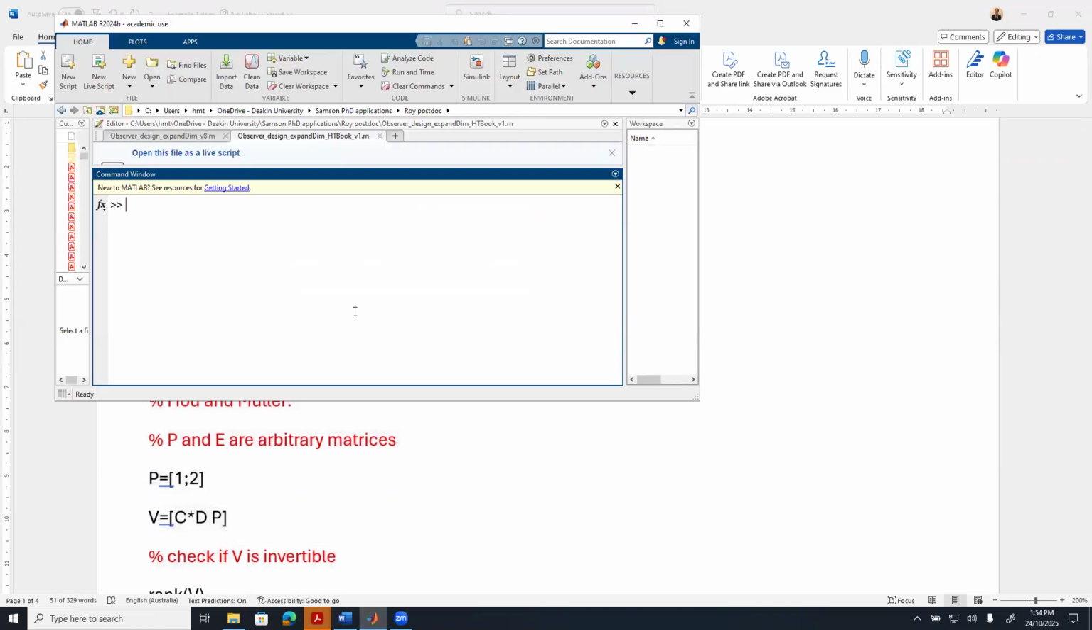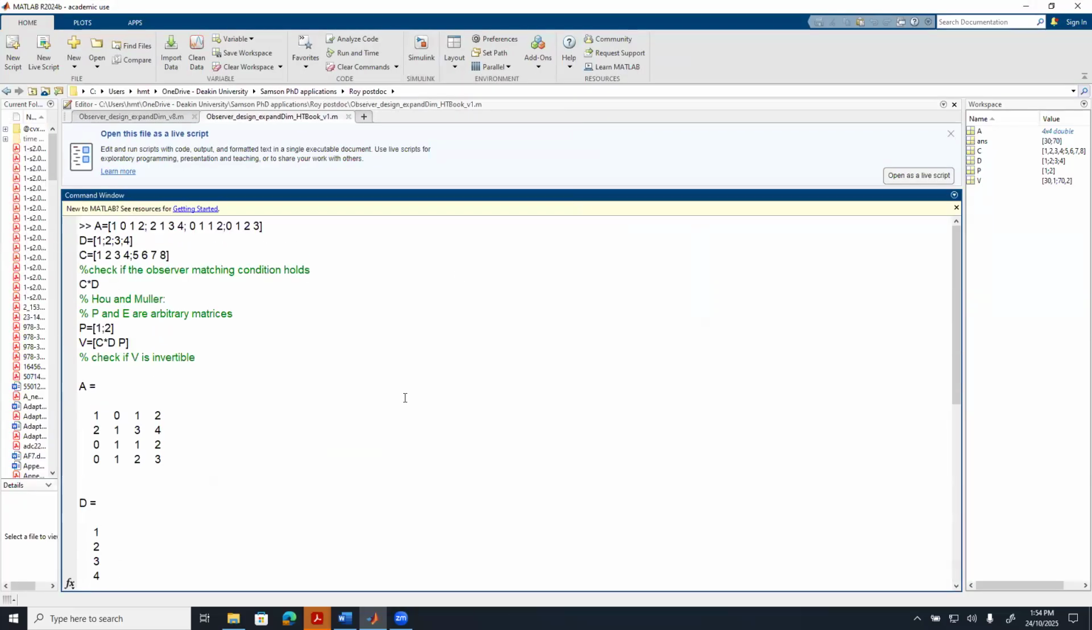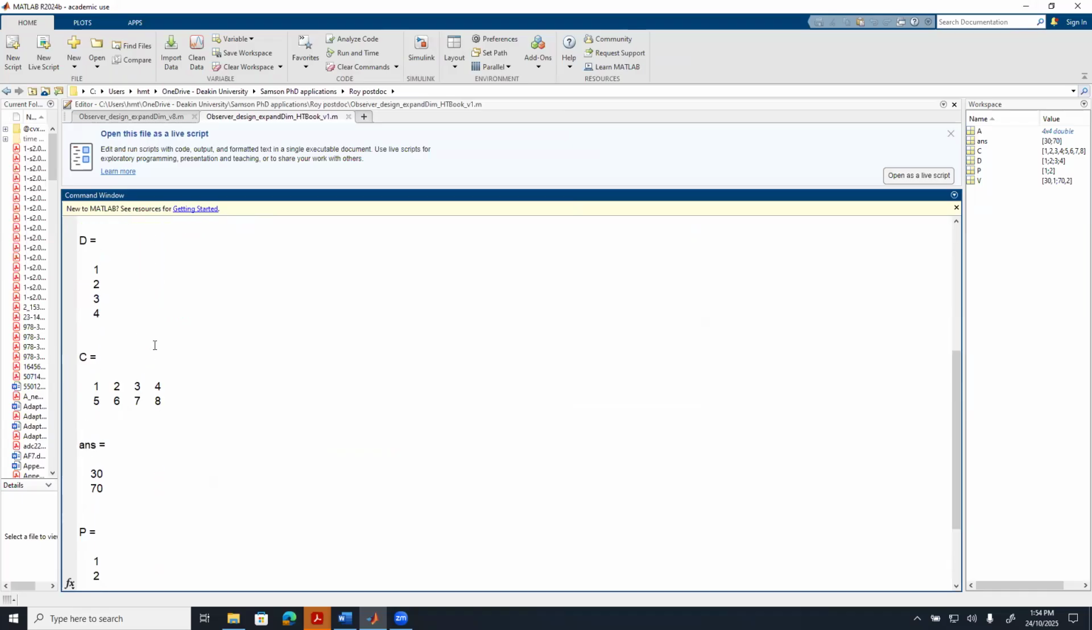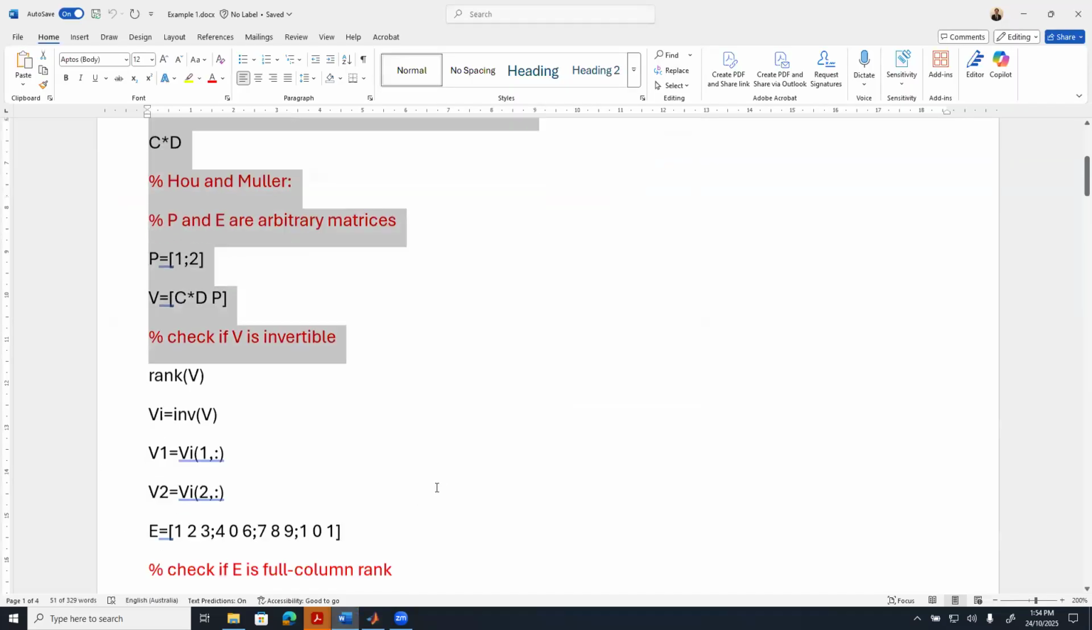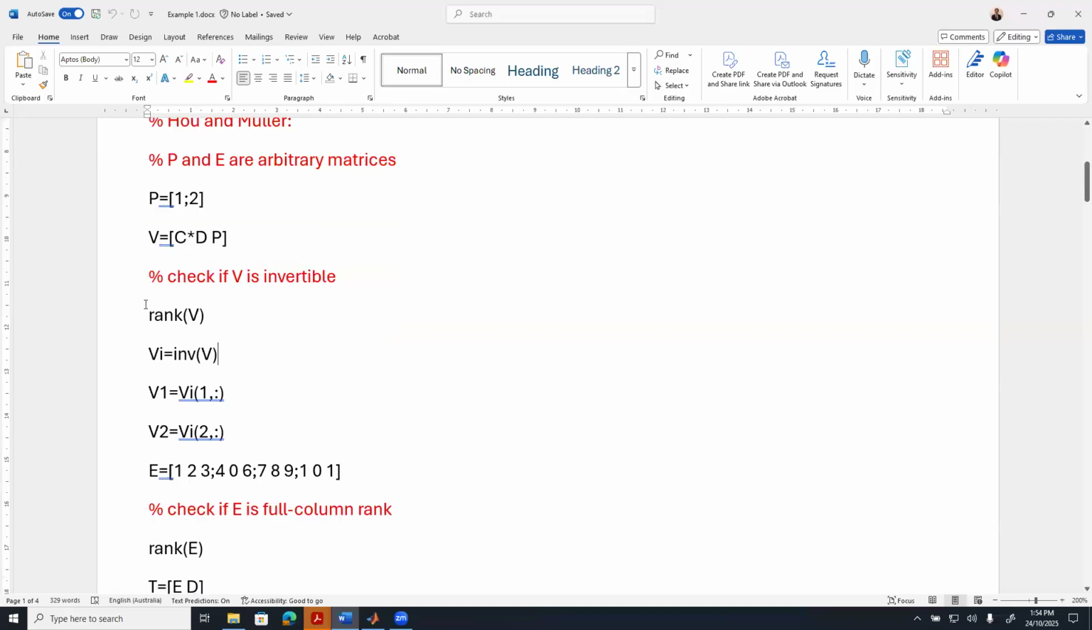And when we run it in MATLAB, we should see the following results. We see the product of C and D is non-zero, and the matrix P here is arbitrarily selected. It happened to be 1 and 2. So we obtain this matrix V here, and we have to check to see if it's invertible. Of course, it's invertible according to the example.